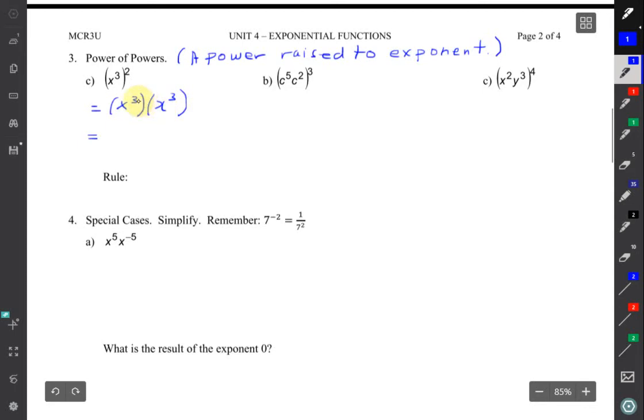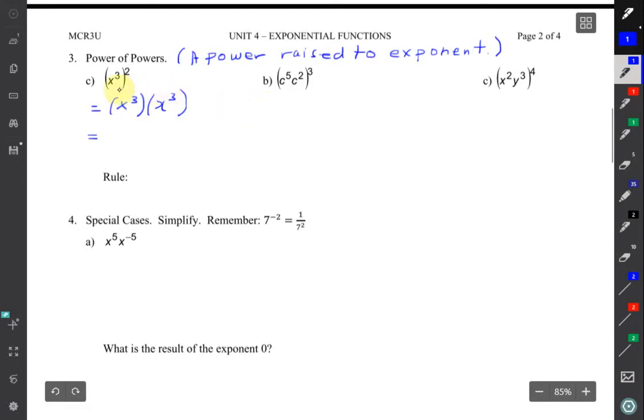Well, what we have then is basically, if this were to continue, let's say that was cubed or to the fourth or to the fifth, there would be more x cubes. We'd be adding 3 plus 3 plus 3 plus 3, which is repeated multiplication.